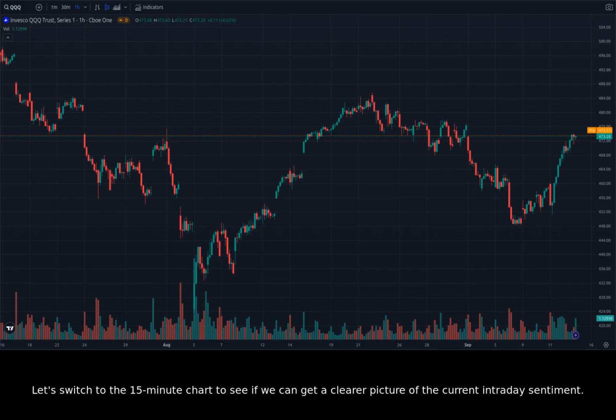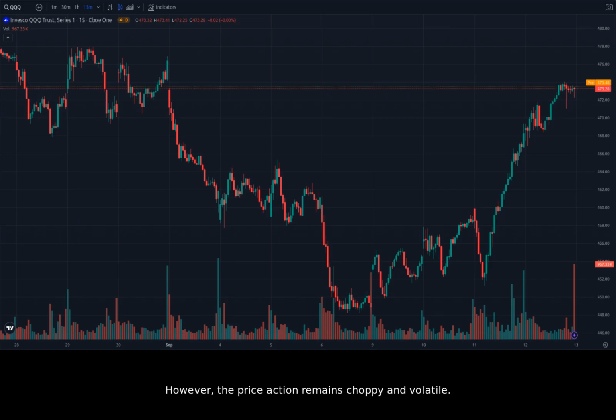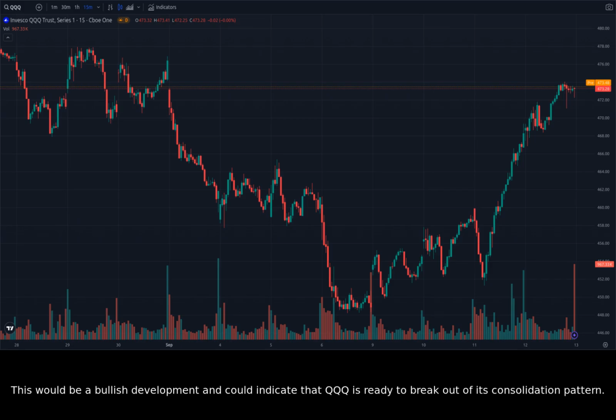Let's switch to the 15-minute chart to see if we can get a clearer picture of the current intraday sentiment. The 15-minute chart shows that QQQ is currently trading near the upper end of its recent consolidation range. This suggests that buyers are regaining some momentum. However, the price action remains choppy and volatile. The ETF has been testing the 468 level, which has been acting as resistance in the last few hours. If QQQ breaks through this level, it could move towards the 470 level. This would be a bullish development and could indicate that QQQ is ready to break out of its consolidation pattern.